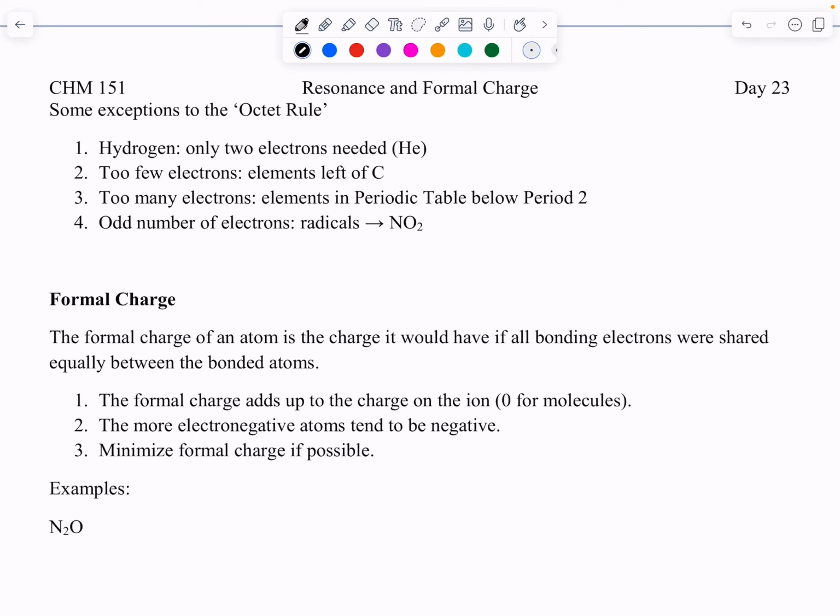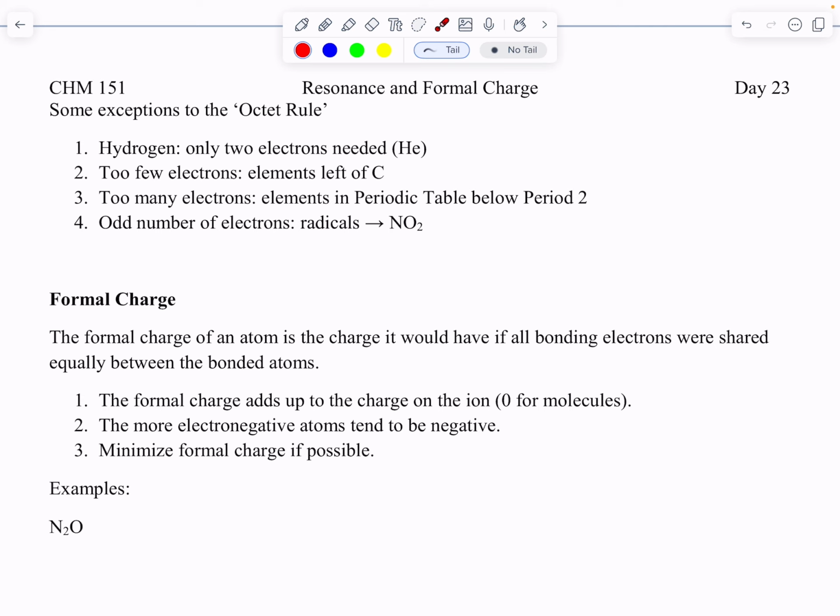We are doing resonance and formal charge. We're doing some exceptions to the octet rule today in this video. So what are some of the exceptions? Obviously, the first exception we've already talked about is hydrogen. It only needs 2 electrons because it wants to be like helium. Hydrogen wants to be like helium, which has 2, that's it. Also, before C, so that'd be boron, beryllium, lithium, and obviously helium and hydrogen, they do not need 8 because they're not to carbon yet. The octet rule really starts with carbon.